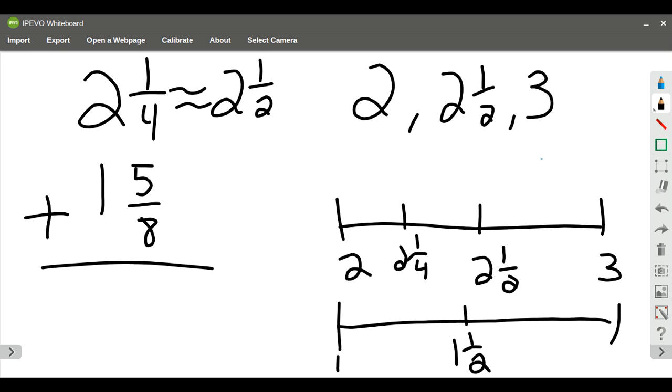And again, you don't need to build a number line. If you don't need that visual, don't use it. But if that visual helps you, build that number line. And so I look at where 1 and 5/8 is going to be.